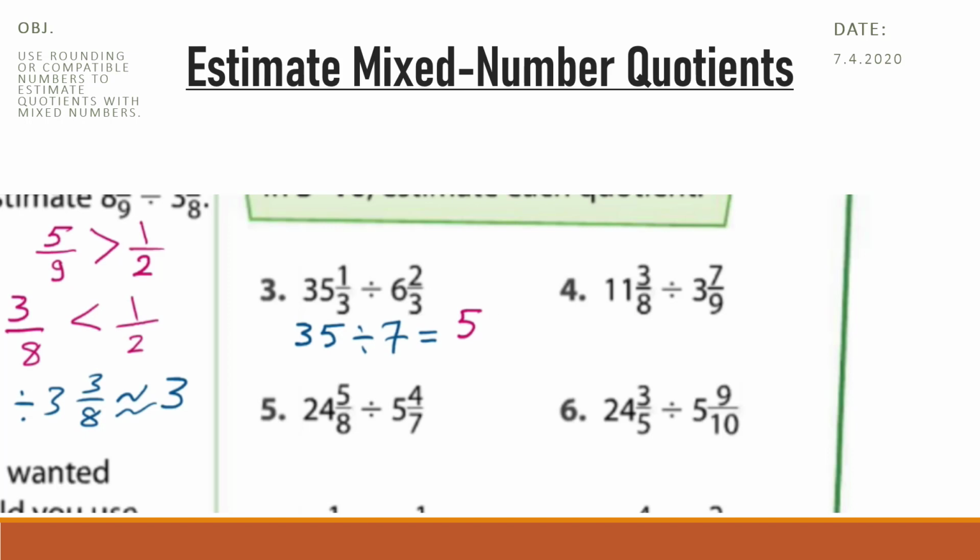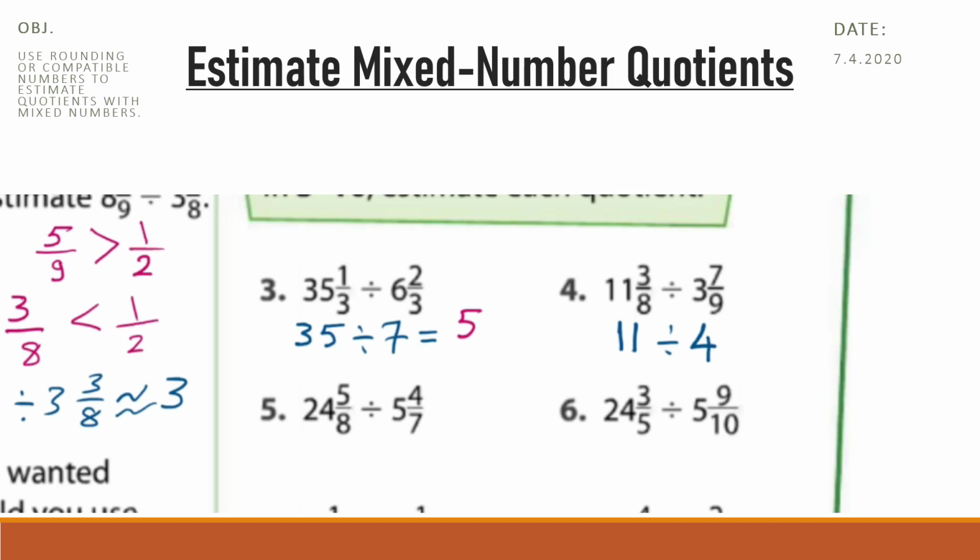The second, number 4, 3/8 is less than half, because half is 4/8, so this is 11. And 7/9, that's more than half. 7 is more than half of 9, so this is more than half. And it will be 4. The 3 will be 4.